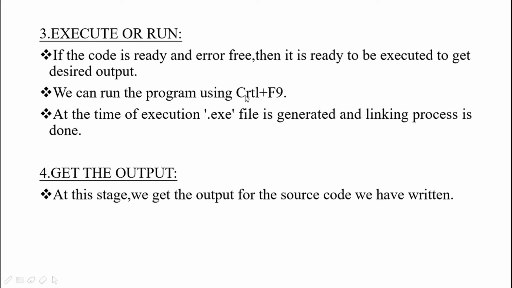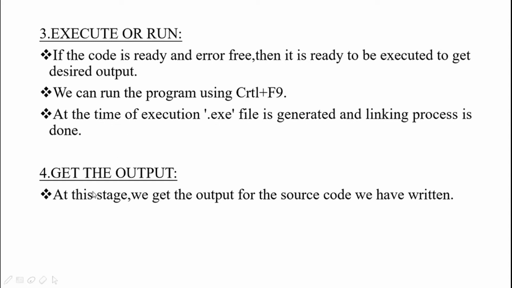So in order to execute our program, we use the command Control F9. At the time of execution, what will happen? This .exe file is generated and the linking process is done here. Whenever you execute the program using Control F9, the .exe file will be generated, and the linking process is done whenever you try to run the program.